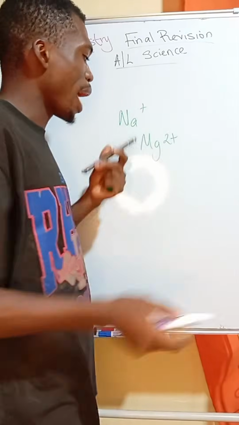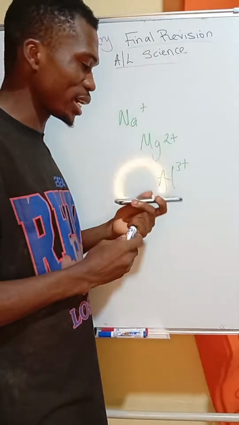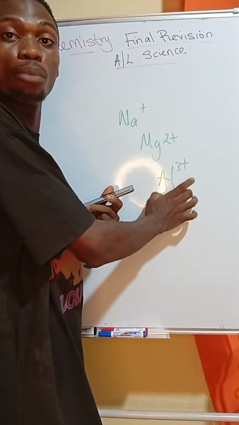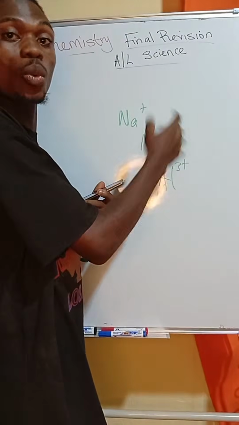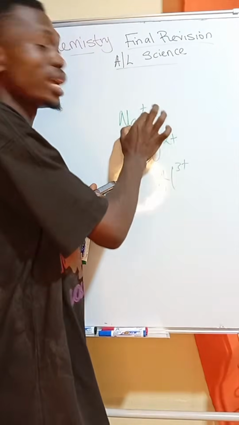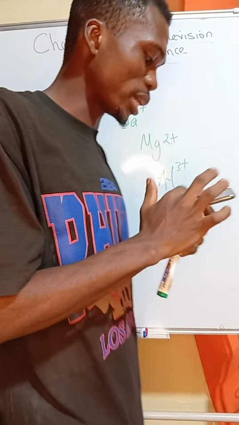Are we together? At the same time, if we had aluminum, which is 3+, the metallic bond in aluminum will be stronger than the metallic bond in magnesium, which is in turn stronger than the metallic bond in sodium. So metallic bond strengths are not always the same. Are we together?